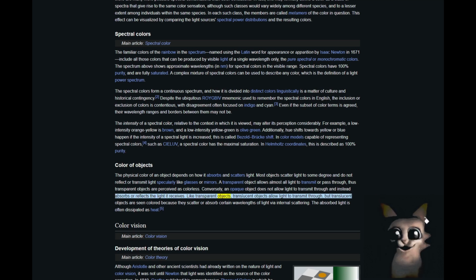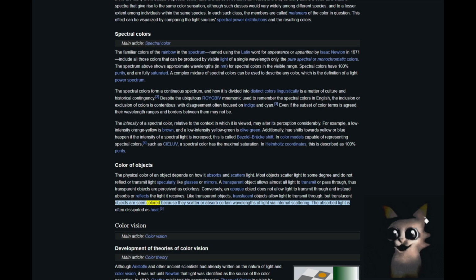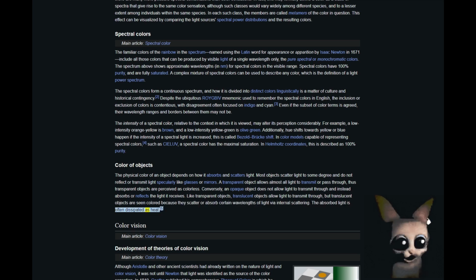Like transparent objects, translucent objects allow light to transmit through, but translucent objects are seen colored because they scatter or absorb certain wavelengths of light via internal scattering. The absorbed light is often dissipated as heat.